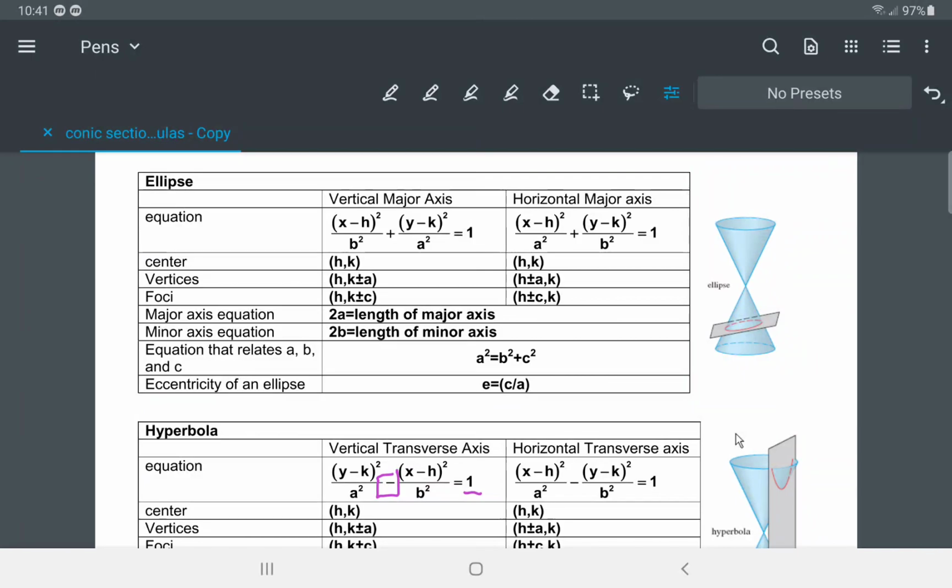For the ellipse, it's the same. The equation is very much the same as the hyperbola, except there's a plus inside. It's also equal to 1. And now, if the major axis is vertical, that is the y-axis, it will be long ways up and down, or it will be long ways left or right if the horizontal axis is the major axis.